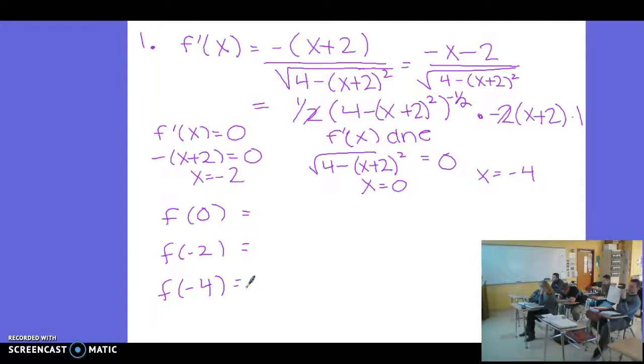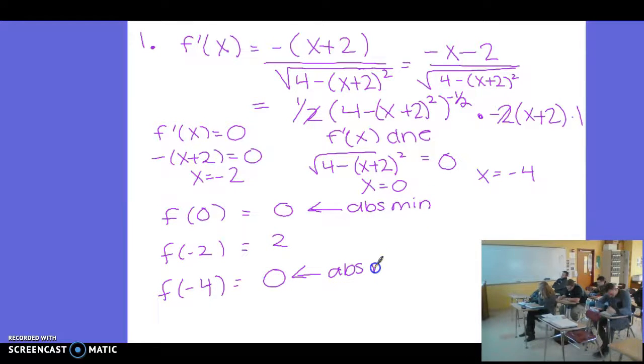Based on this domain, if you plug in 0, you get 0. If you plug in negative 2, you get 2. If you plug in negative 4, you get 0. That makes these my absolute mins, and I have 2 of them. And that makes this the absolute max.